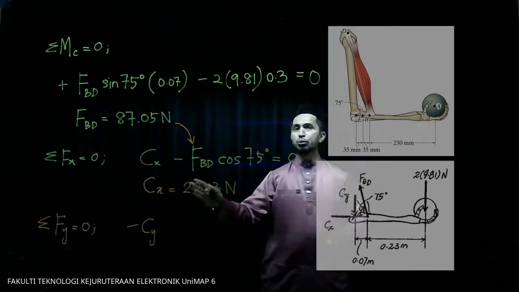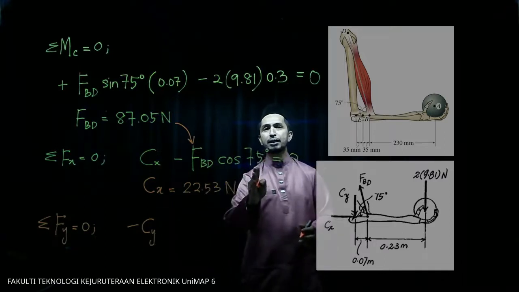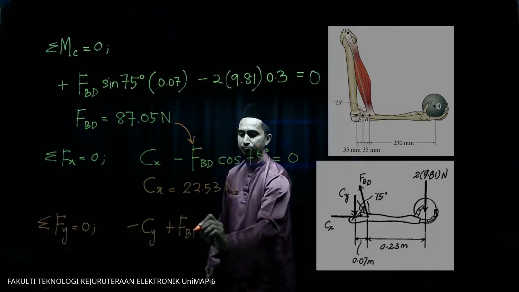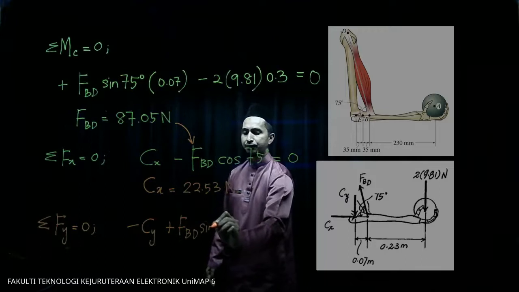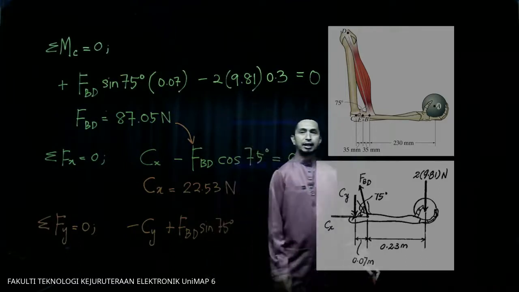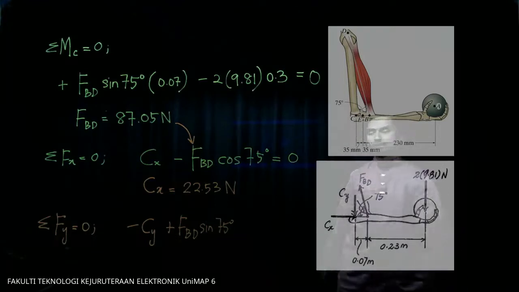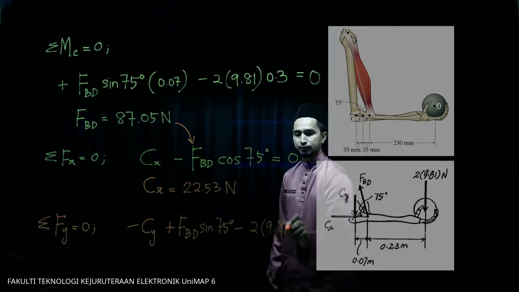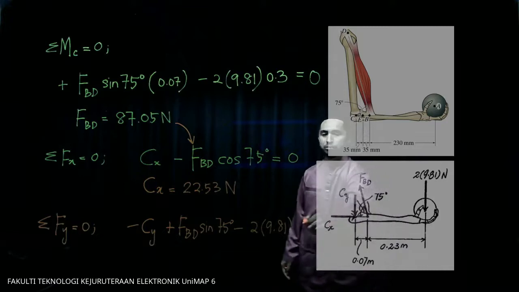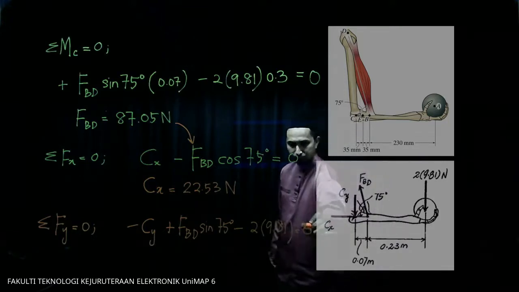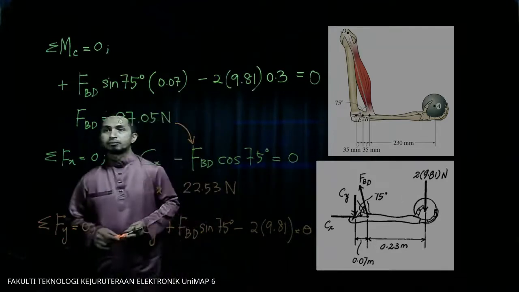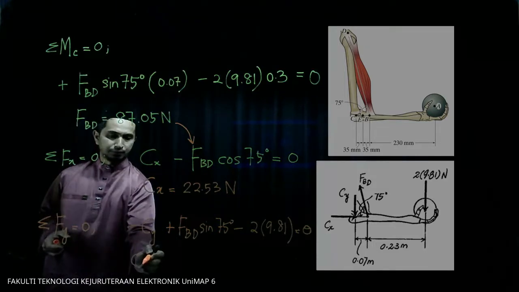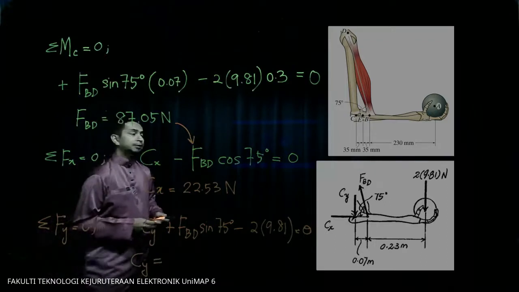So for the third one, we have CY going down, minus, and then we have FBD resolved into Y, it will be plus FBD sine 75. And last one, don't forget, we have the weight over here, minus 9.81. Okay, equal to 0. Okay, so CY, try to calculate it for me.